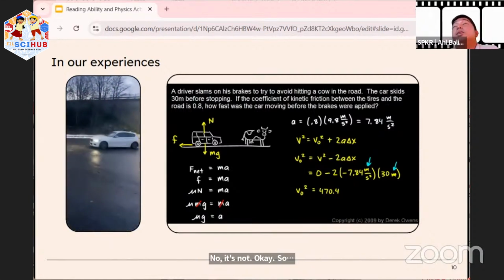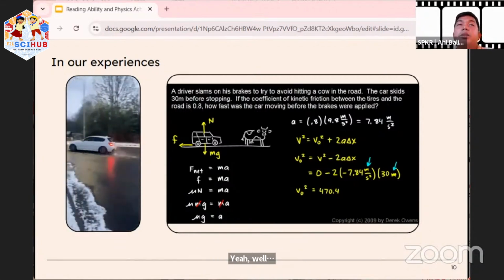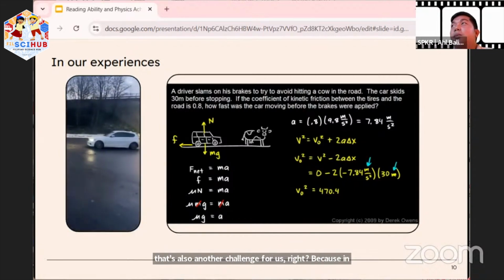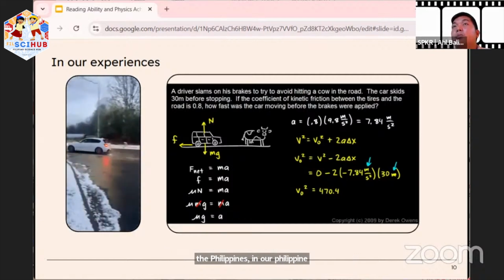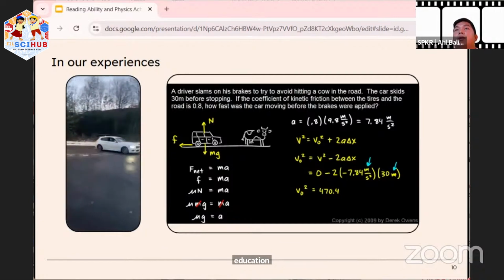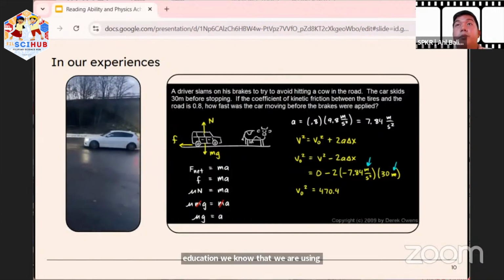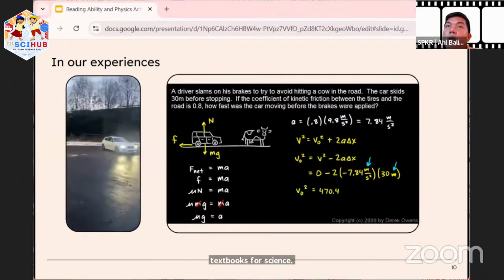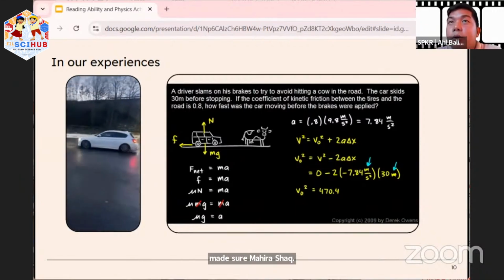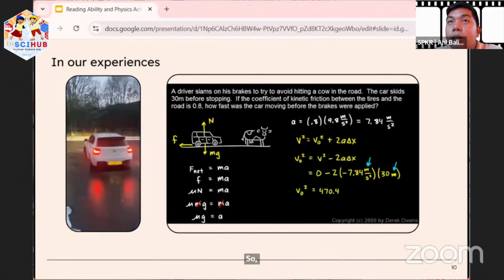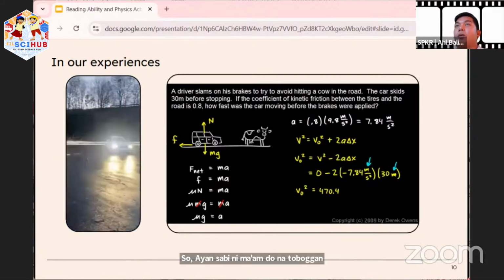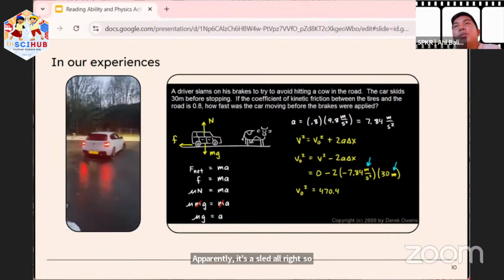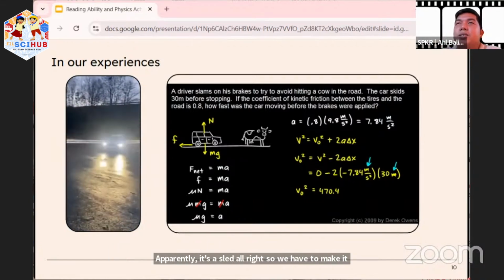Okay, so yeah, that's also another challenge for us, right? Because in Philippine education, we know that we are using English textbooks for science. So, medyo mahirap siya. Sabi ni Ma'am Donna, toboggan is apparently a sled, all right? So, we have to make it more simple for our students as well. It's a challenge for us teachers.